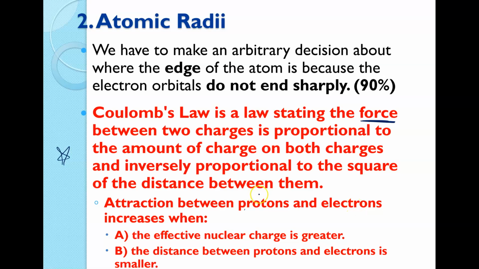Between protons, electrons, if we were talking ions, anything that has some kind of an attractive force because of opposite charge, it increases when there are increasing charges. So the effective nuclear charge is greater. That means the positive charge in the nucleus, since we're talking about protons and electrons, and if they get closer together, so the distance between them is smaller, the protons and the electrons are closer together, the attractive force is stronger. So this deals with atomic radius, but when we talk about ions later, it's the same idea.